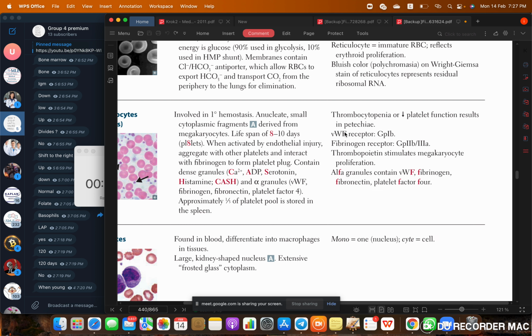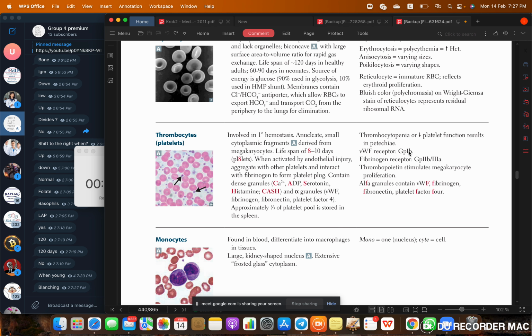Okay, so how can I differentiate between petechiae and, let's say, vasculitis? The answer is simple, with your finger. You will put your finger on the petechia. If it's blanching, which means it disappears, this is a petechia. If it does not disappear, this is vasculitis.